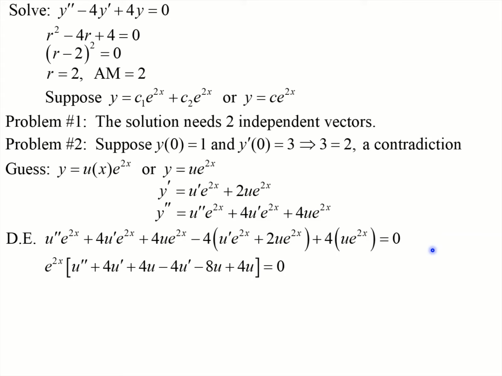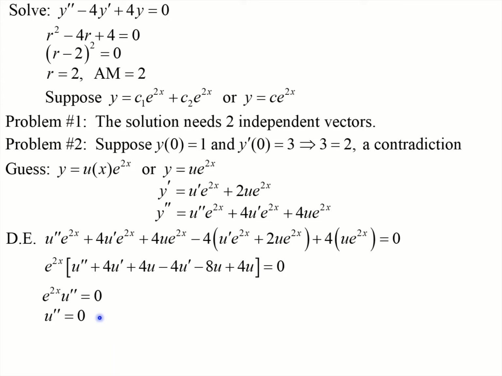But notice this expression within the brackets. I have a 4u prime and a -4u prime, and then the 4u and 4u and -8u, all that goes away, and I end up getting e to the 2x u double prime equals 0. Well, e to the 2x could never equal 0, so that would tell me that u double prime has to equal 0. I'm going to take the antiderivative of both sides of that equation.